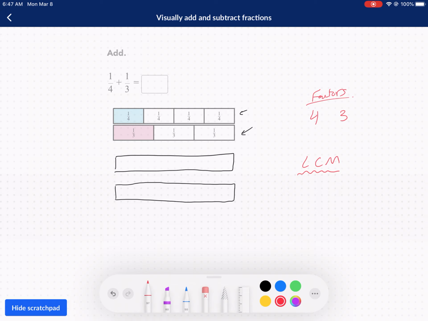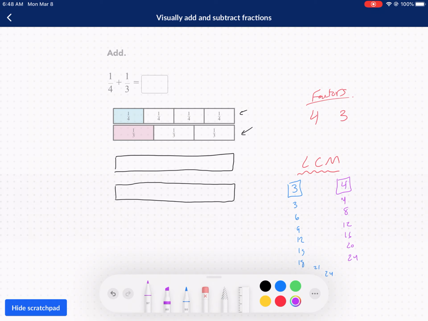Now, we could list all the multiples. This is a great strategy to use if you're just starting out on this. We can list all the multiples of 3. So we have 3, 6, 9, 12, 15, 18, 21, 24. Sorry, I ran out of room there. And then we can do the same thing with 4. So 4 is 4, 8, 12, 16, 20, 24.